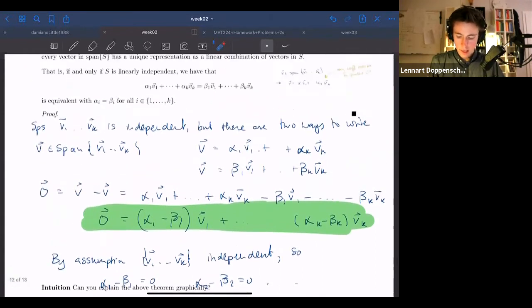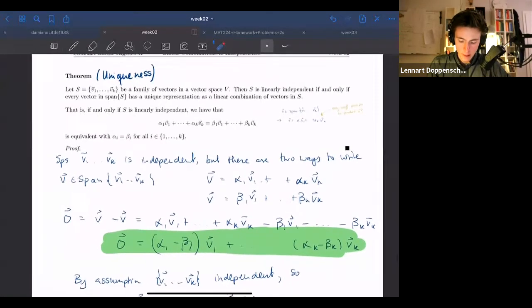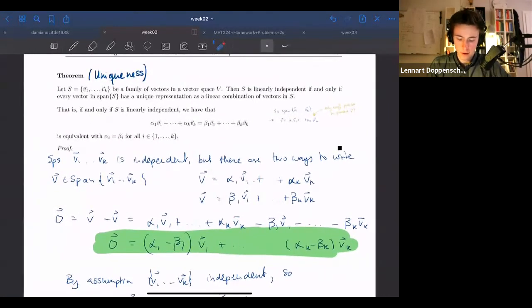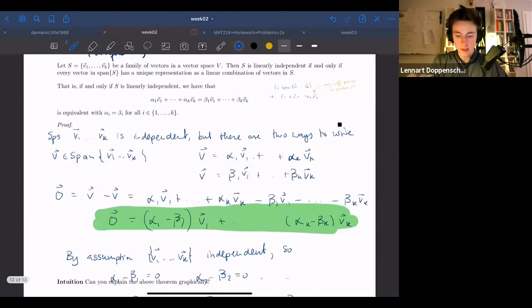Now, for the converse, I want to show that if every vector in span S has a unique representation, then S is linearly independent. And for this, it is equivalent to show the contrapositive. This means if you have two statements, A and B, then A implies B is the same as not B implies not A. So what I want to show is that not independent implies not a unique representation.